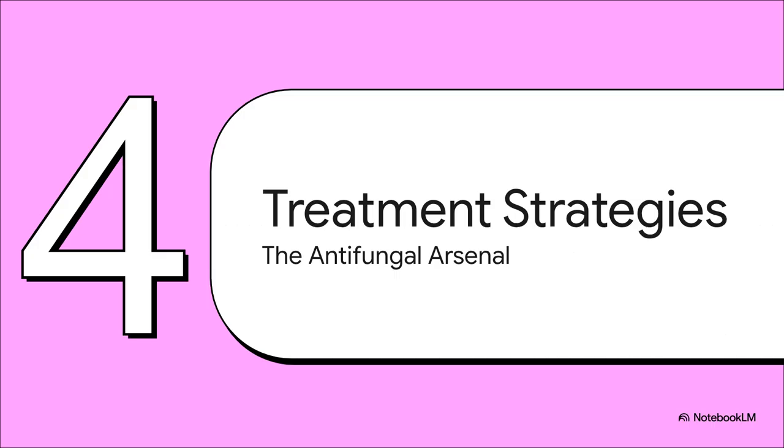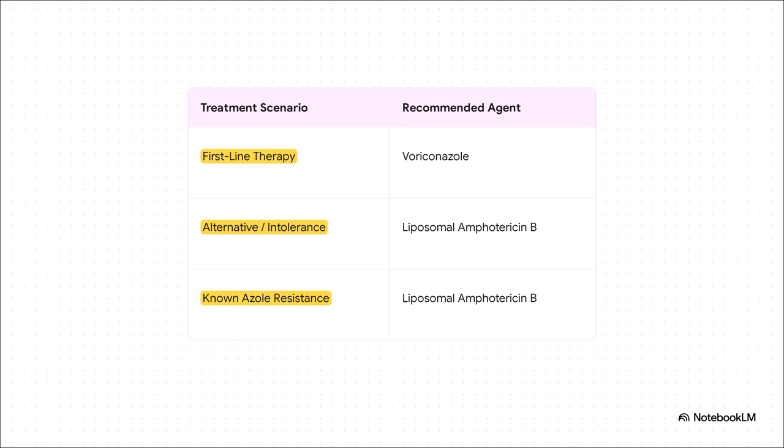So, that brings us to treatment. Given this landscape of different species and rising resistance, what's in our antifungal toolbox? How do we choose the right weapon for the fight? Well, the choice is heavily guided by clinical evidence and, increasingly, by local resistance data. The approach recommended in the guidelines is tiered. For most patients, you're going to start with the azole, voriconazole.